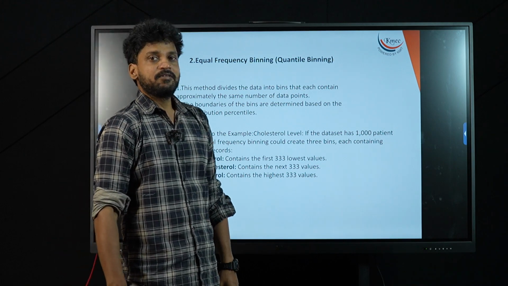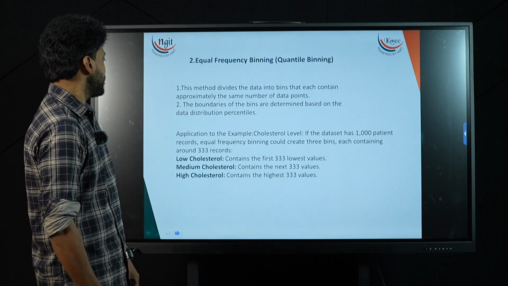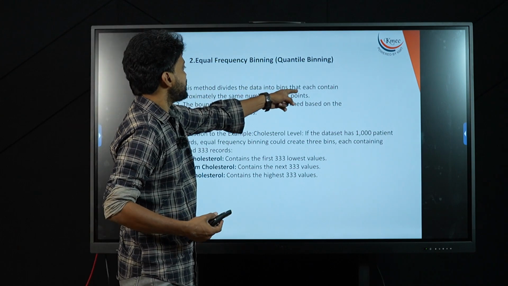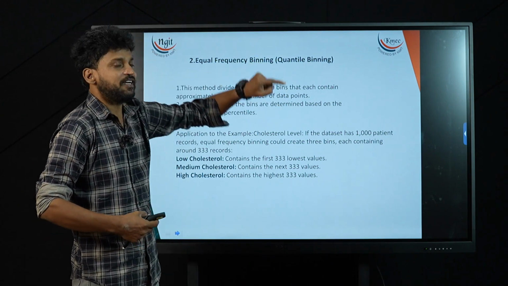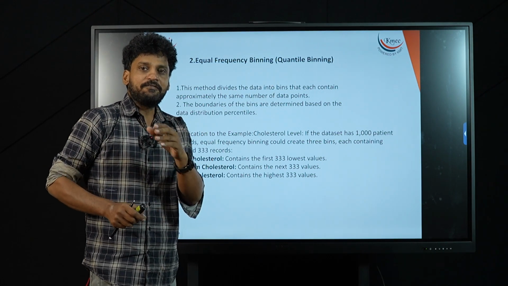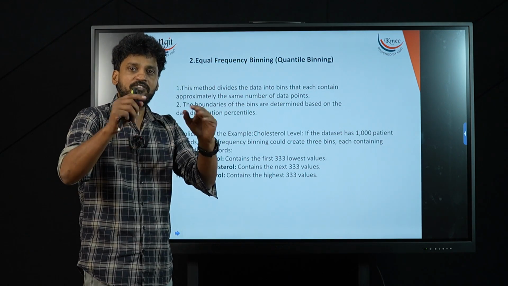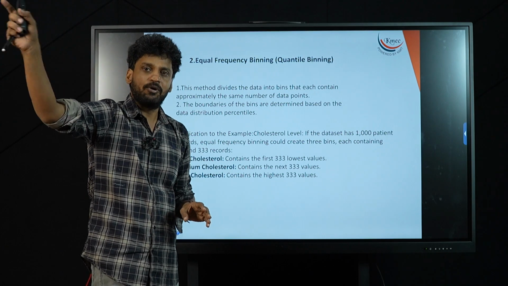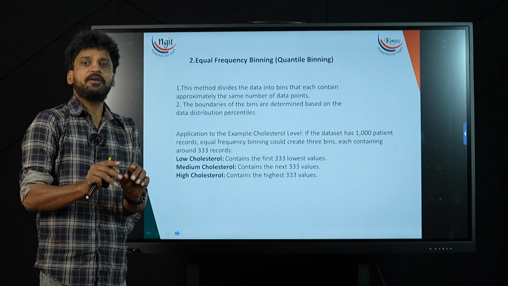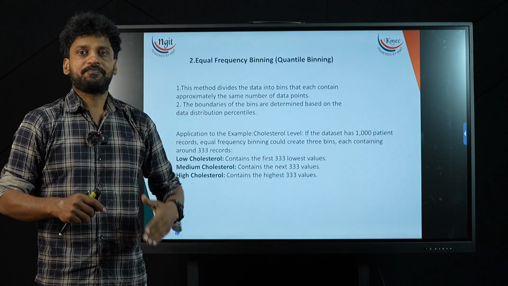Equal frequency binning somewhat yields better results than equal width binning. What is equal frequency binning? In equal frequency binning, this method divides the data set into bins that each contain approximately the same number of data points. Here the widths are different, right? From 1 to 35, data points will be fewer. From 35 to 55, there will be more. From 55 onward, again fewer. But in equal frequency binning, the data points in each bin will be equal or at least more or less the same.